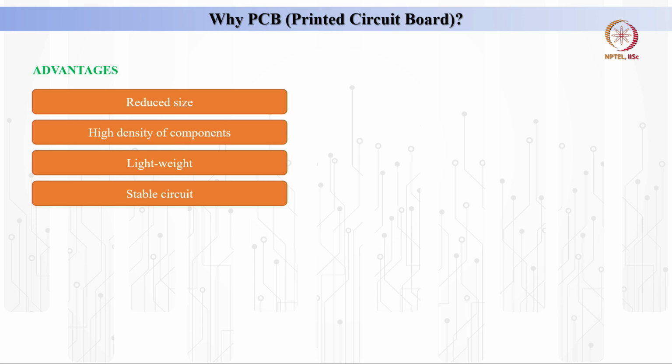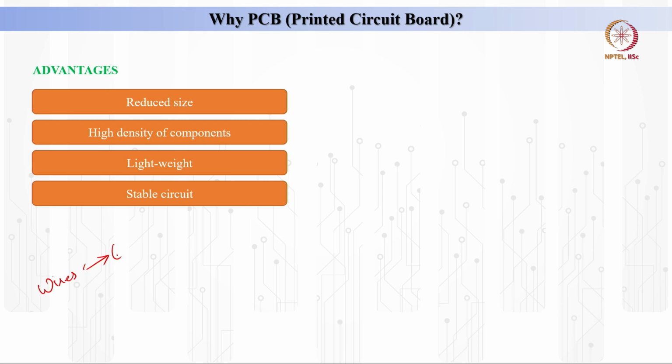Now, what are the advantages apart from that? So, one advantage is that the same circuit that I showed there can be made into a very small form factor. It can be made very small such that you can use multiple PCBs in the same area where you had that single circuit. And then the high density of components, because of the reduced size of the wires, instead of wires we are replacing it with copper lines.